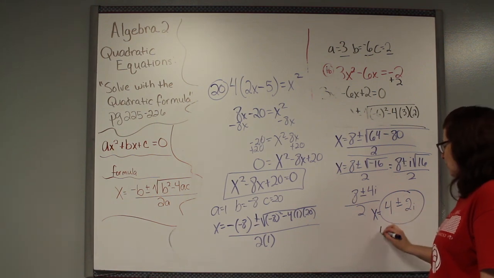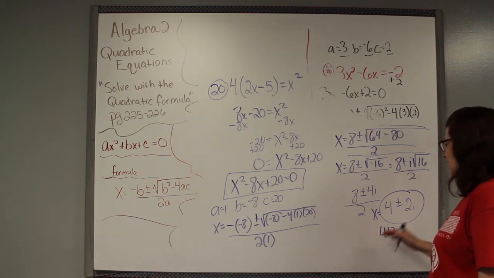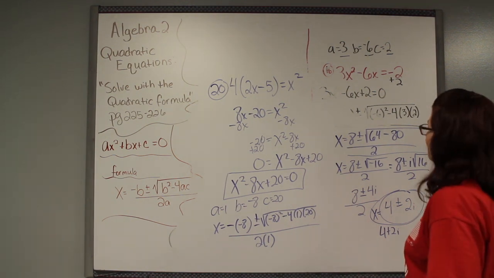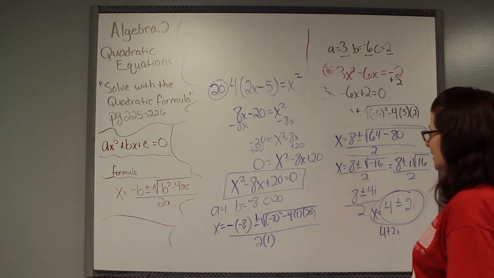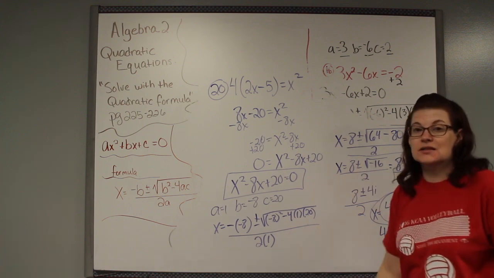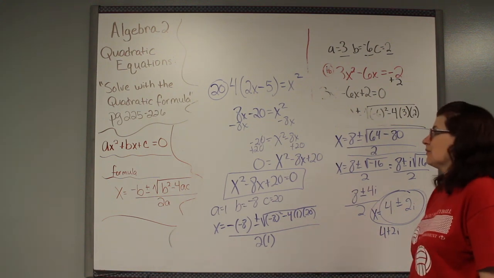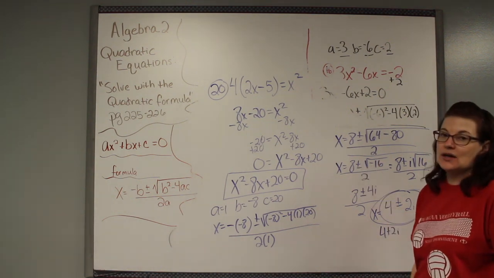I could go 4 plus 2i, but I can't add those, so I'm just going to leave the plus or minus instead of writing 4 minus 2i, 4 plus 2i. Okay, so some of them, you're not going to get a numerical answer. You're going to get a radical like we did in that one. You could get a number like we did in the first one, or you could get some mixed thingy-mabobs. So anyways, that is the quadratic formula.